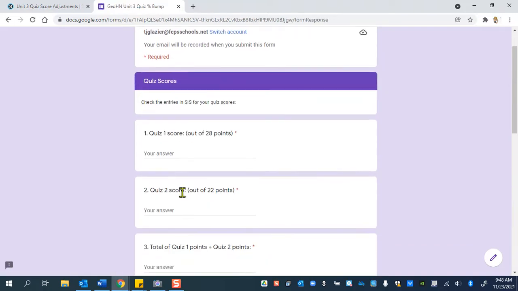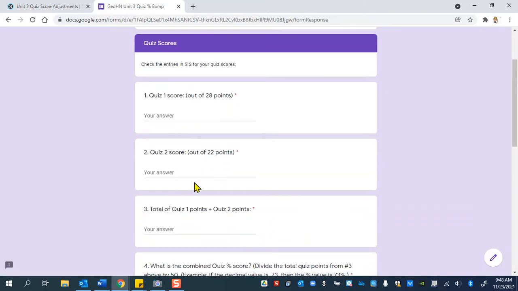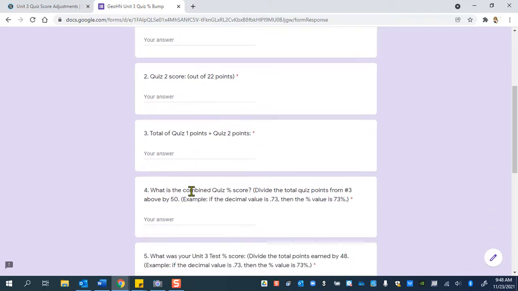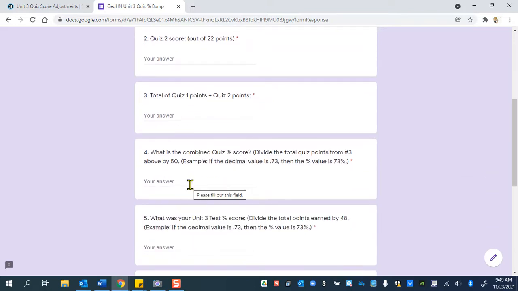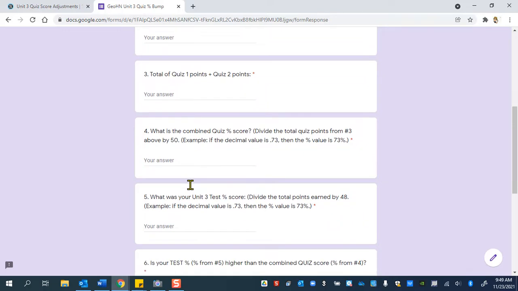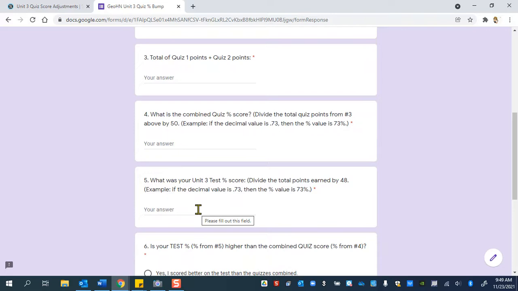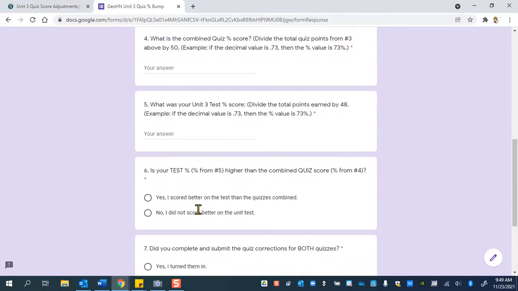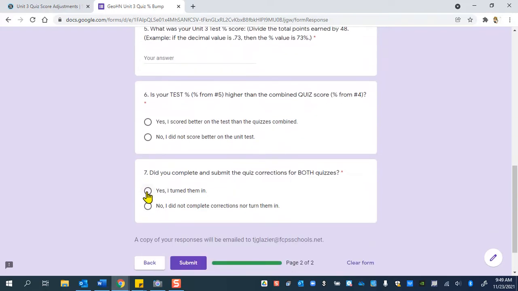And then what I ask you to do is tell me your quiz 1 score, your quiz 2 score, add those two values together. Here you have to divide by 50 because it's out of 50. They were 22 and 28 coincidentally. And then I want you to tell me what your Unit 3 test score is. And then if your test percentage is better than the combined quiz scores, then you're going to let me know, and you're going to say, yes, I turned in my corrections, and then you're going to hit submit.